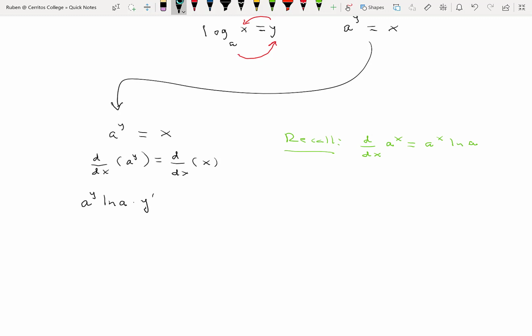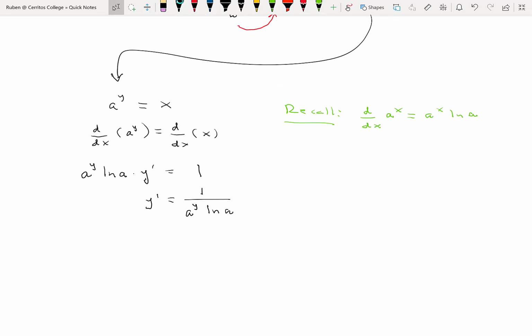Y prime. And the derivative of x with respect to x is 1. We're almost there with this. If we divide both sides by a to the y times natural log of a, we get y prime equals 1 over a to the y times the natural log of a.